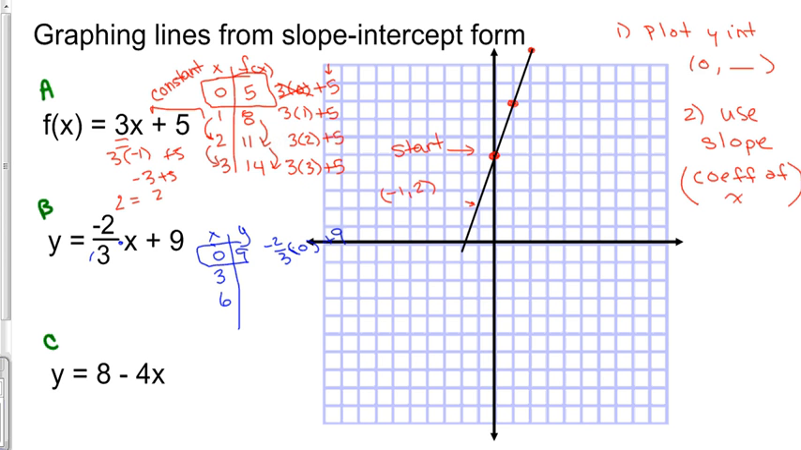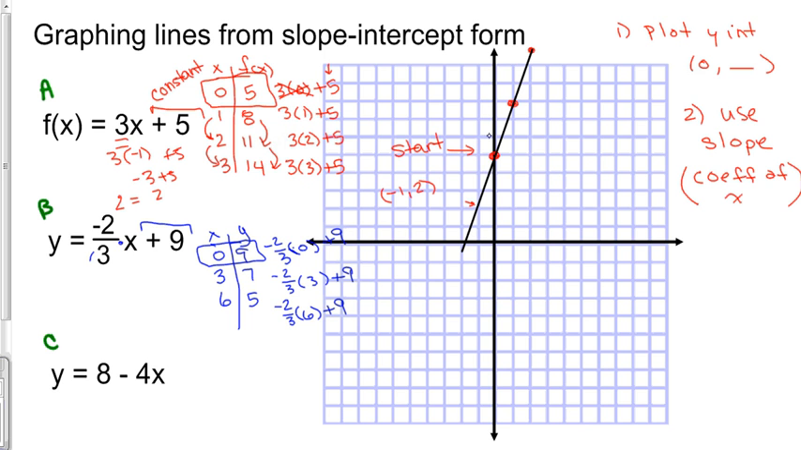When I put in 0, what do I get? I'll always get the constant of the equation. And then when I put in 3, -2/3 times 3, well, 1/3 of 3 is 1, and I want -2 times it. So this is going to get me -2 plus 9 leaves me with 7. If I take -2/3 times 6 and add 9, 1/3 of 6 is 2, so -2 times that is -4. -4 plus 9 is 5.